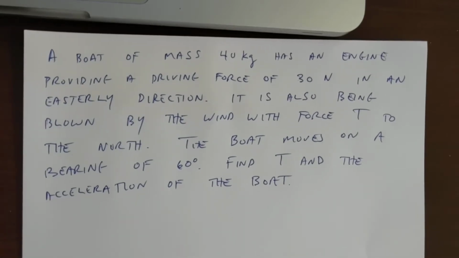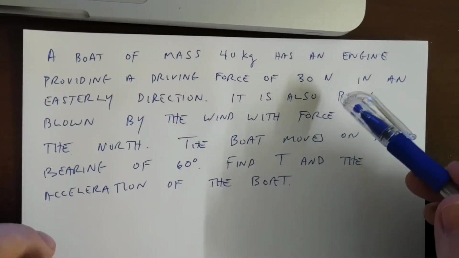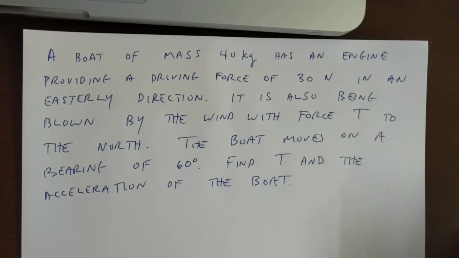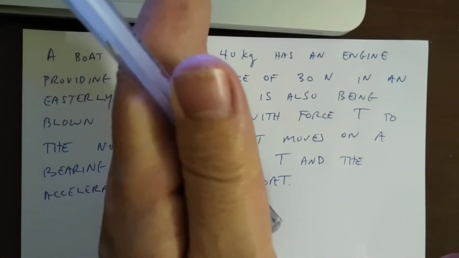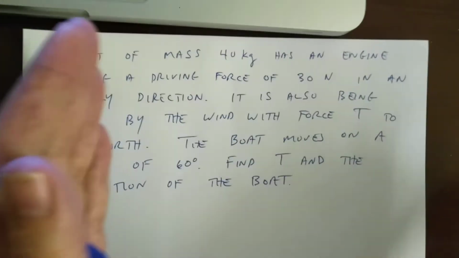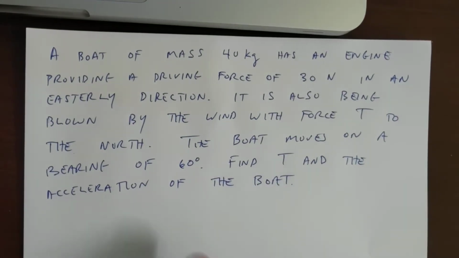So we're going to talk about this boat, and it's got a mass of 40 kilograms. It has an engine providing a driving force of 80 newtons in an easterly direction. It is also being blown by the wind with a force of T to the north. The boat moves on a bearing of 60 degrees because there are two forces opposing it. It's going on a bearing of 60. I'll draw it in a moment. Find T and the acceleration of the boat.